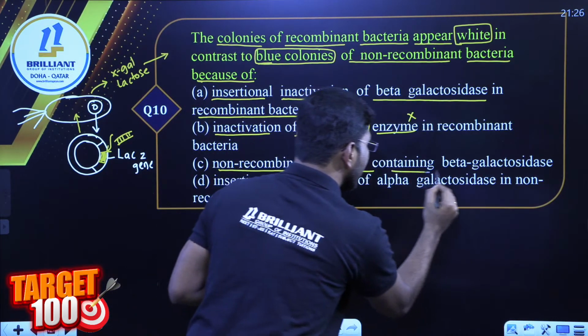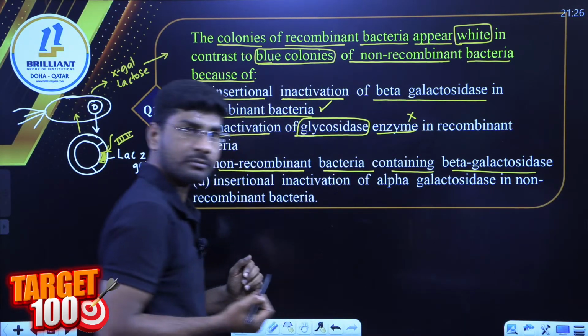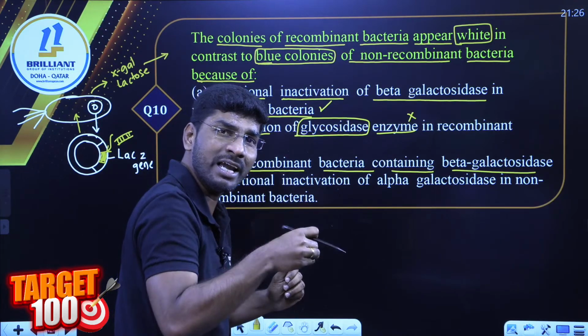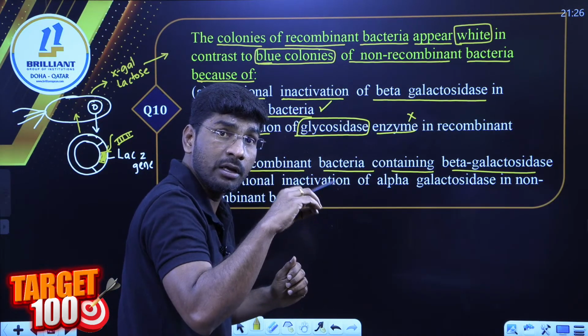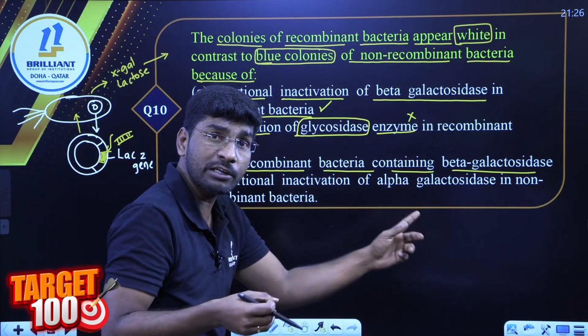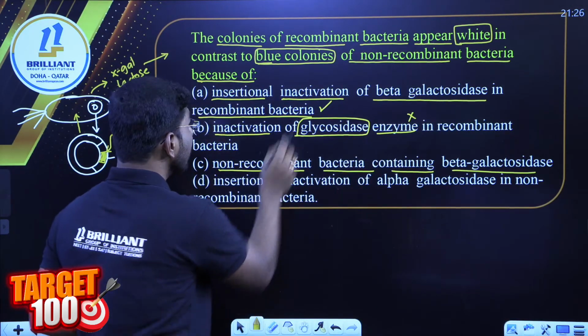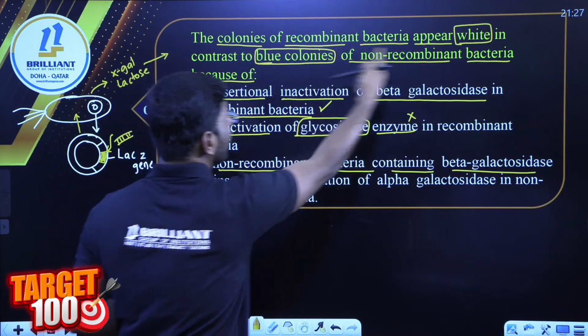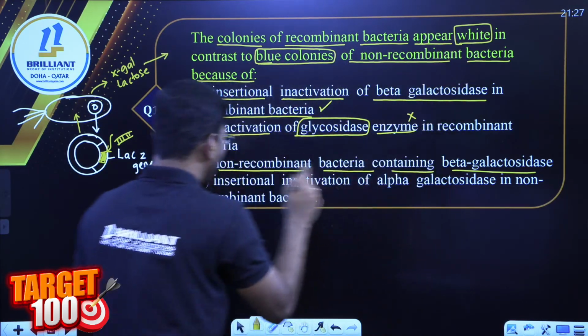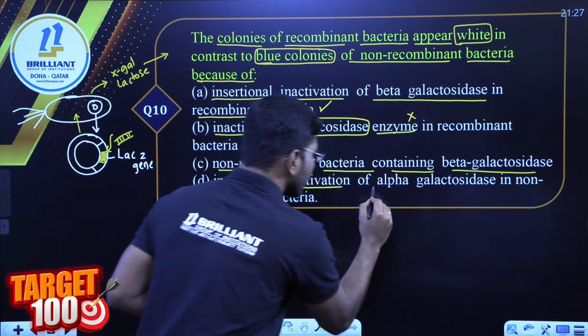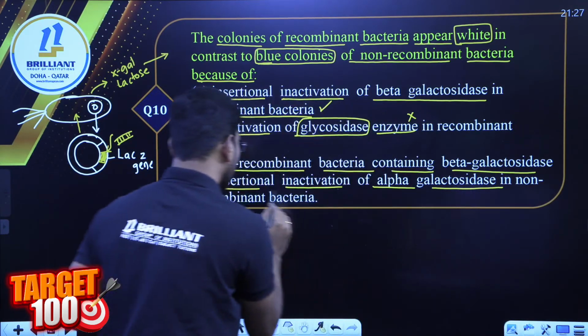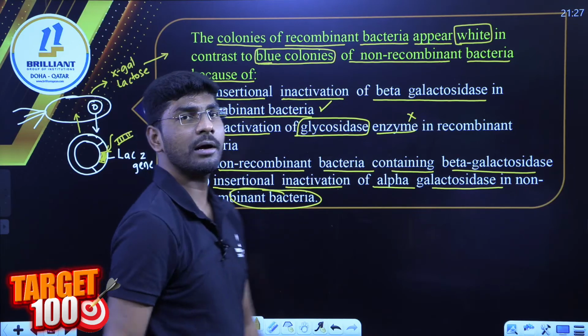Non-recombinant bacteria containing beta-galactosidase. Beta-galactosidase enzyme is there in where? Recombinant one, non-recombinant one? Beta-galactosidase enzyme still functions in the non-recombinant, that is what they are asking. But this is not correct. The colonies are converted into white color because of insertional inactivation of beta-galactosidase in recombinant bacteria.